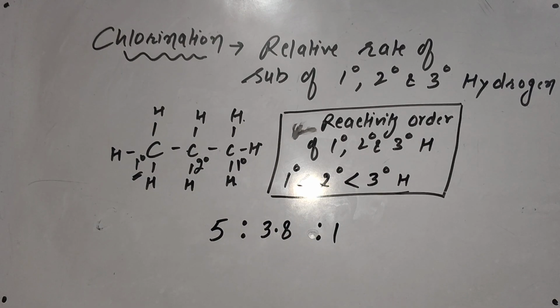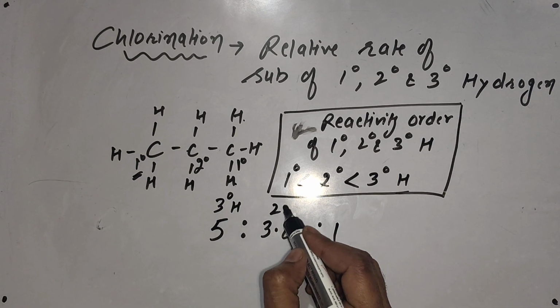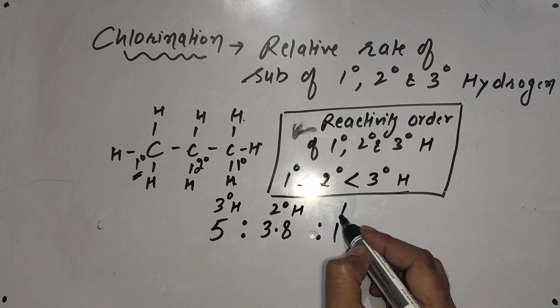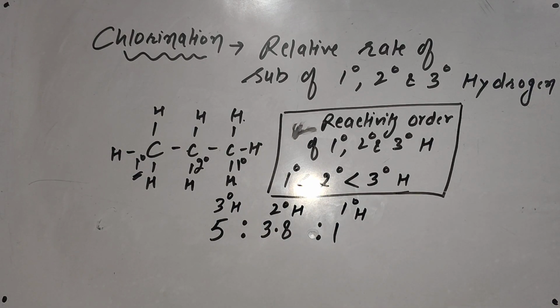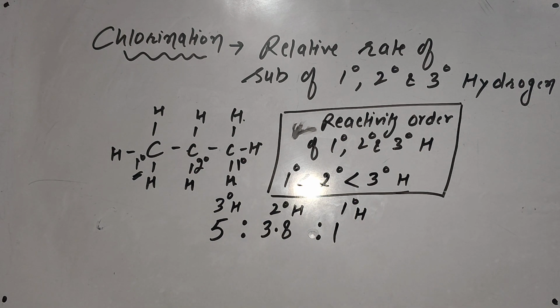that relative rate is 5:3.8:1. 3 degree hydrogen, 2 degree hydrogen and 1 degree hydrogen. These rates you have to learn. This is the ratio of their reactivity, the speed of the reaction by which 3 degree hydrogen is getting substituted, 2 degree hydrogens are getting substituted and 1 degree hydrogens are getting substituted by chlorine atom.